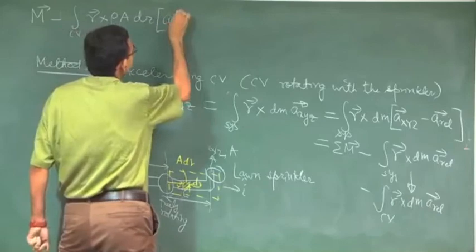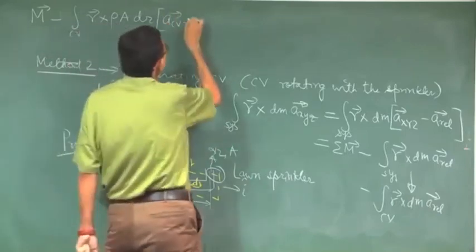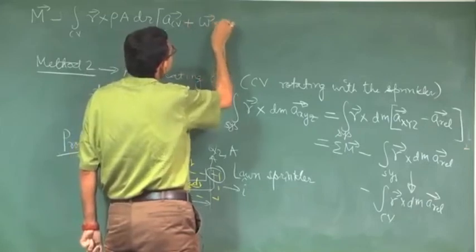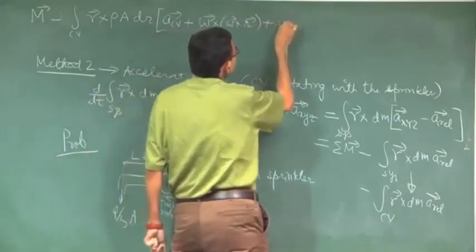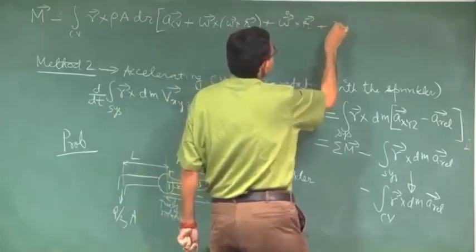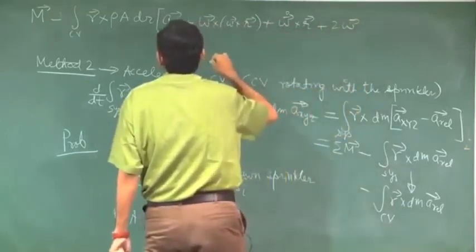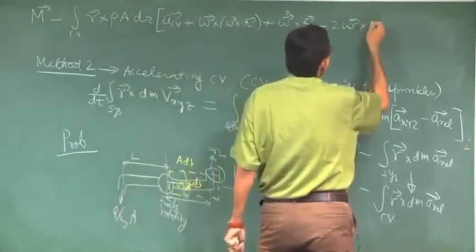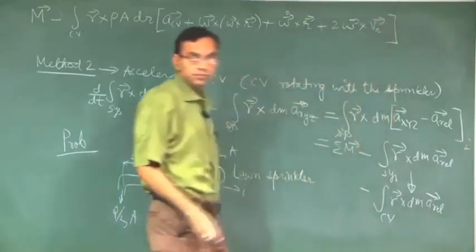a relative is ACV, which is 0 here, there is no translation, only rotation, plus omega cross r, plus omega dot cross r, plus 2 omega cross Vr. Okay.